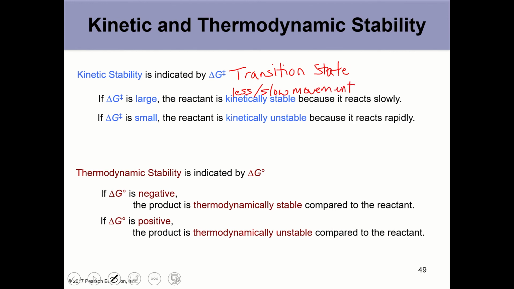And kinetically unstable means that it is moving more, or faster movement. Okay, thermodynamic stability, that's where we're talking about the energy of the overall reaction. Delta G overall reaction. And that's where we're taking product minus reactant.